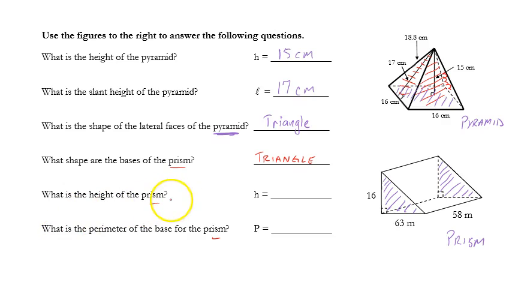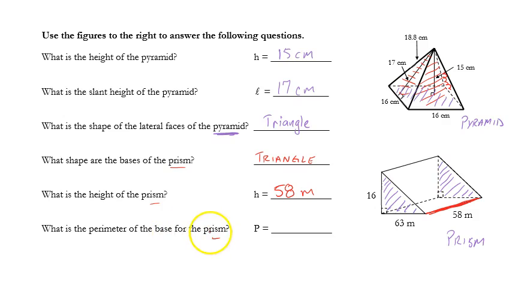The height of the prism. 16 is the height of your base. Height of your prism is the distance between your bases. Remember, I am 5 feet 11 inches tall. That does not change when I lay down. I'm still 5 feet 11 inches tall. My height doesn't change when I lay down, when I stand up. The height of the prism is the distance from base to base, or head to toe, whether that prism is standing up or laying down. This one happens to be laying down. That makes this distance from base to base my height, 58 meters.